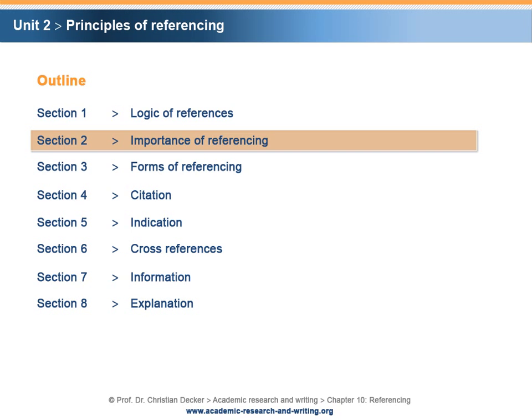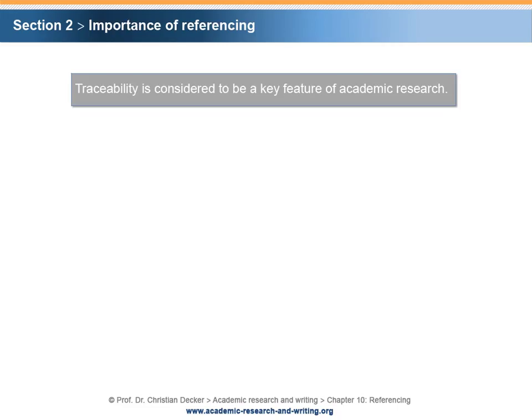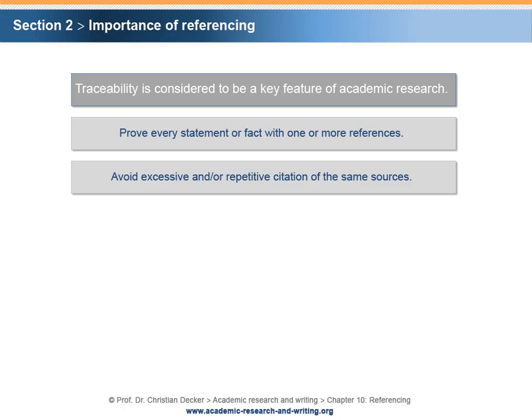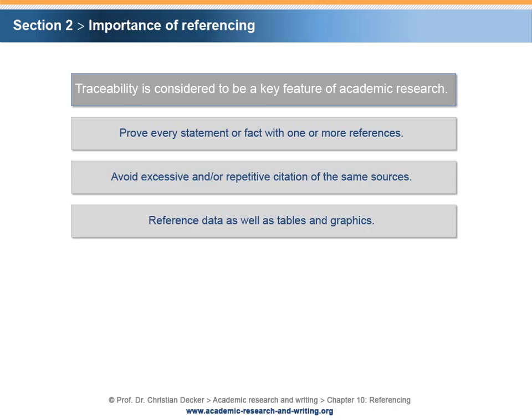Section 2. Importance of referencing. According to the academic principles accuracy and intersubjective comprehensibility, traceability is considered to be a key feature of academic research. Every statement of fact has to be proved with one or more references. However, excessive and/or repetitive citation of the same references in a paper or thesis has to be avoided. Without any exception, numbers and data, tables and graphics have to be referenced.